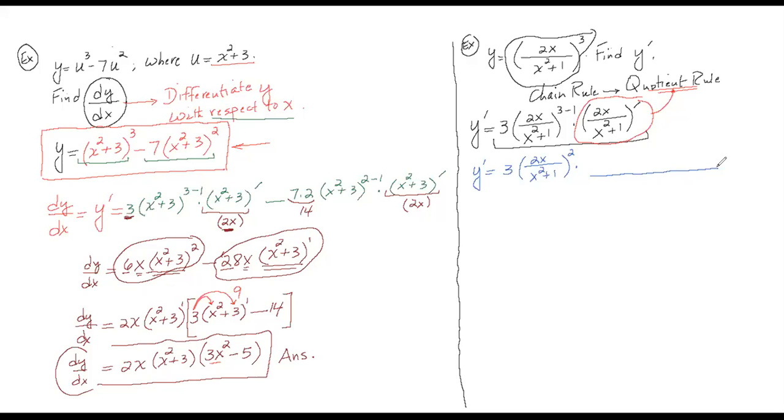Okay, so let's do the quotient rule. Derivative of the numerator is just a 2 times the denominator, minus the numerator times what is the derivative of x squared plus 1? 2x. Thank you. And it's over the denominator squared.